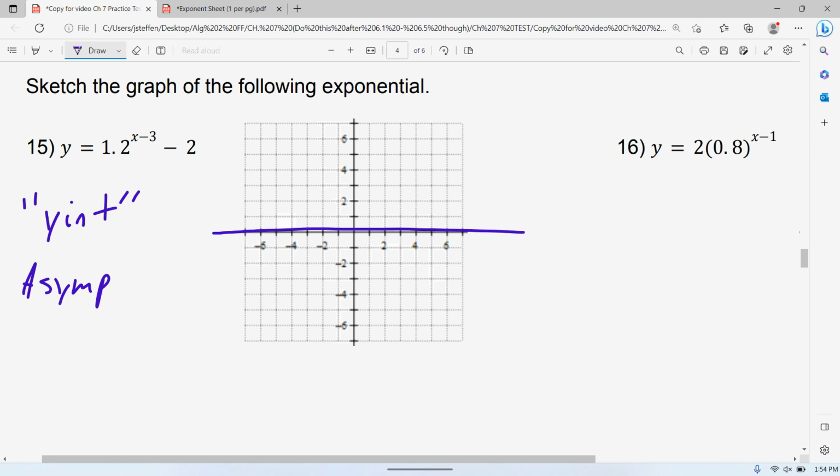The asymptote goes at the y-intercept for this one. That y-intercept is the number in front. We don't have a number in front. This 1.2 is the base number or exponent. That is not the y-intercept. That's telling me if it's a growth or decay. That's not telling me the y-intercept. So there is no y-intercept. It is just a line. So that's where we're going to start.